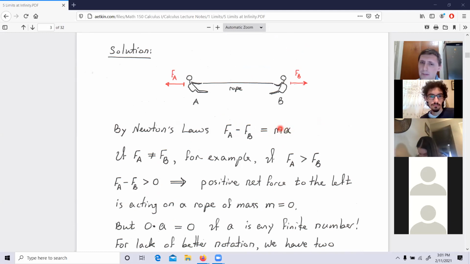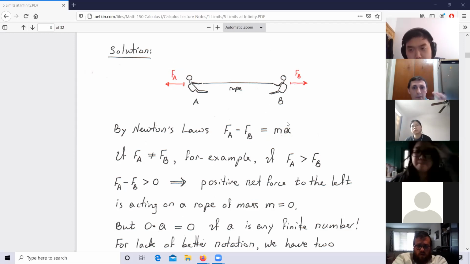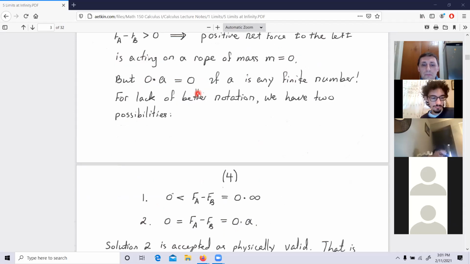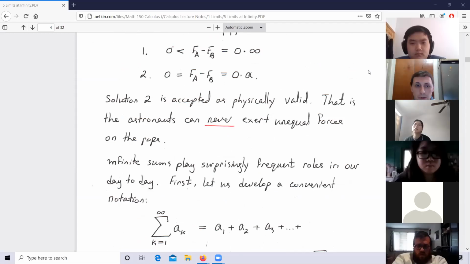Multiplication by 0 is very important here. Do you agree? I don't feel that all of you understand what it is. Multiplication by 0 makes it 0, which means that the forces have to be the same, unless the only thing that can possibly compete against 0 is infinity. But infinity is not supposed to happen experimentally. It seems that nature will do everything to prevent infinite acceleration or infinite anything. So that tells you that the two people can never apply different forces on the rope.